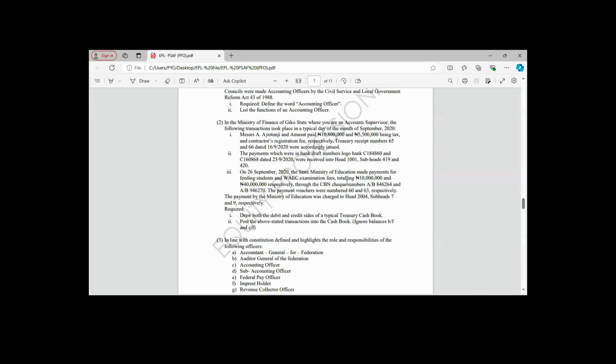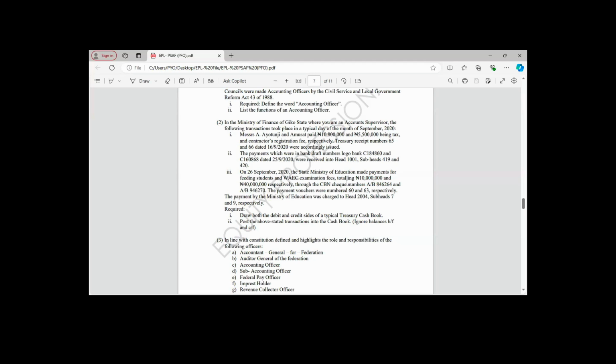The second transaction says, on the 26th of September 2020, the State Ministry of Education made payment for feeding students and WAEC examination fee totaling 10 million and 40 million respectively, through the CBN check numbers AB 846264 and AB 946270. The payment vouchers were numbered 60 and 63 respectively. The payment by the Ministry of Education was charged to head 2004 and subhead 7 and 9 respectively. Required: draw both debit and credit side of a typical treasury cash book.